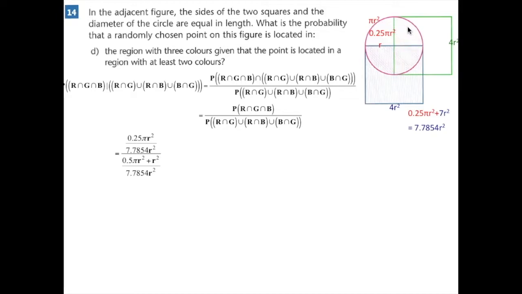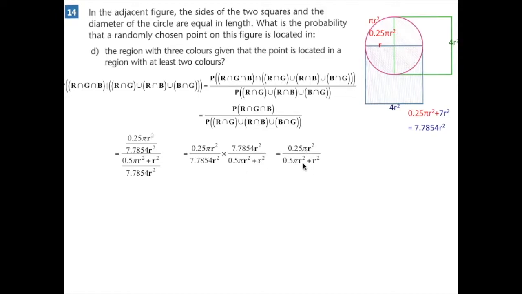So think of it as half the circle, 0.5 pi r squared, added to r squared. Okay, so 0.5 pi r squared plus the r squared, divided by the whole region. We're dividing fractions, so I'm going to multiply by the reciprocal of the dividing fraction. So we have 0.25 pi r squared divided by 7.7854 r squared times 7.7854 r squared. These are totally going to cancel. Divided by 0.5 pi r squared plus r squared, which simplifies to that.